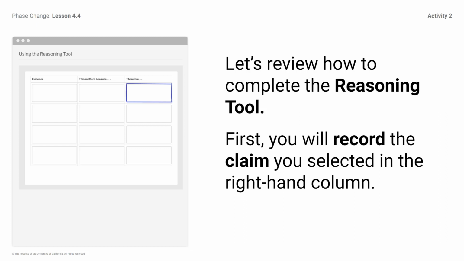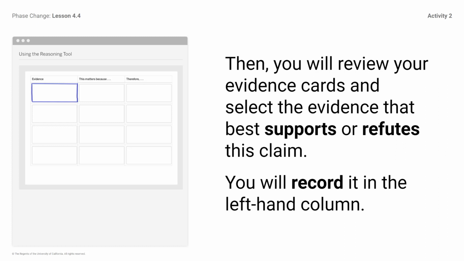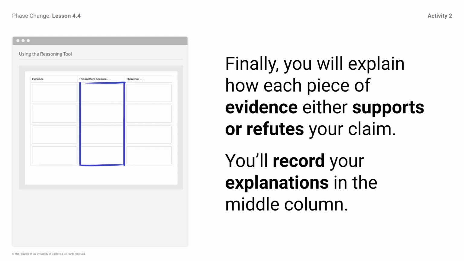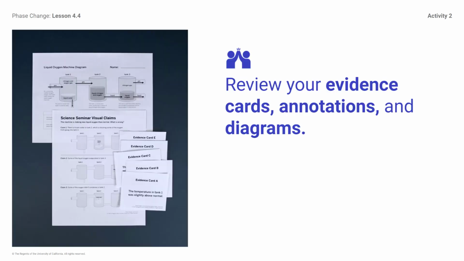Let's review how to complete the reasoning tool. First, you will record the claim you selected in the right-hand column. Then, you will review your evidence cards and select the evidence that best supports or refutes this claim. You will record it in the left-hand column. Next, you will record up to 3 pieces of additional evidence that could further support or refute your claim. You'll record them in the rows below. Finally, you will explain how each piece of evidence either supports or refutes your claim. You'll record your explanations in the middle column.